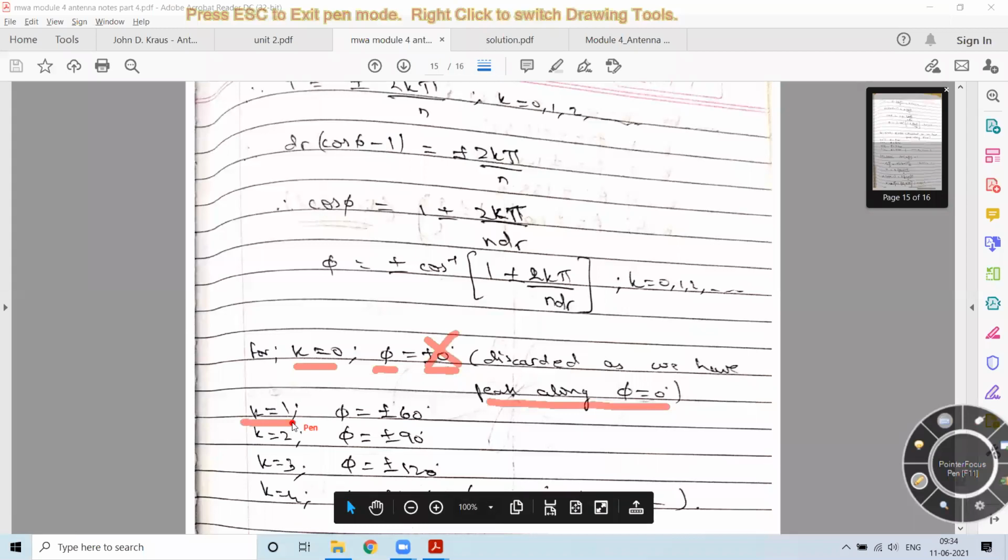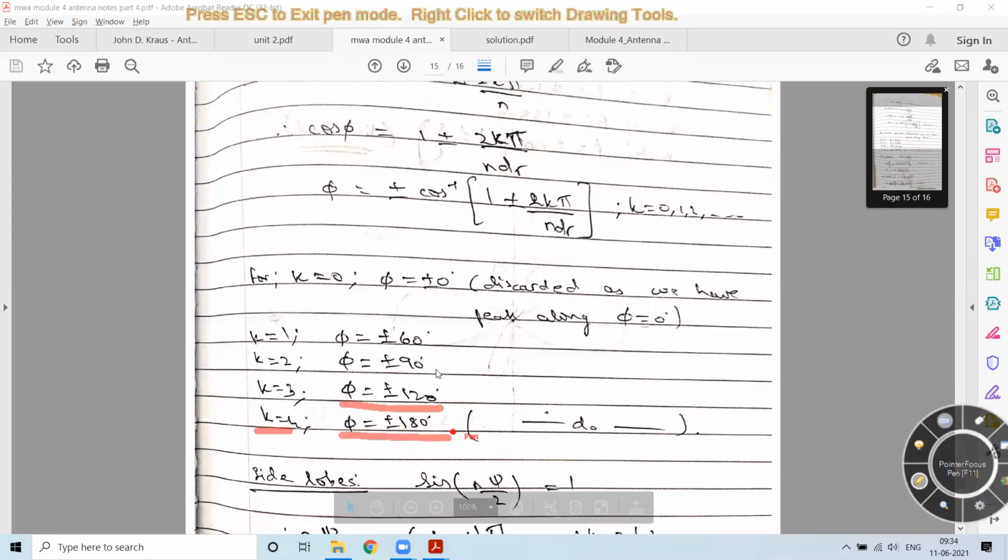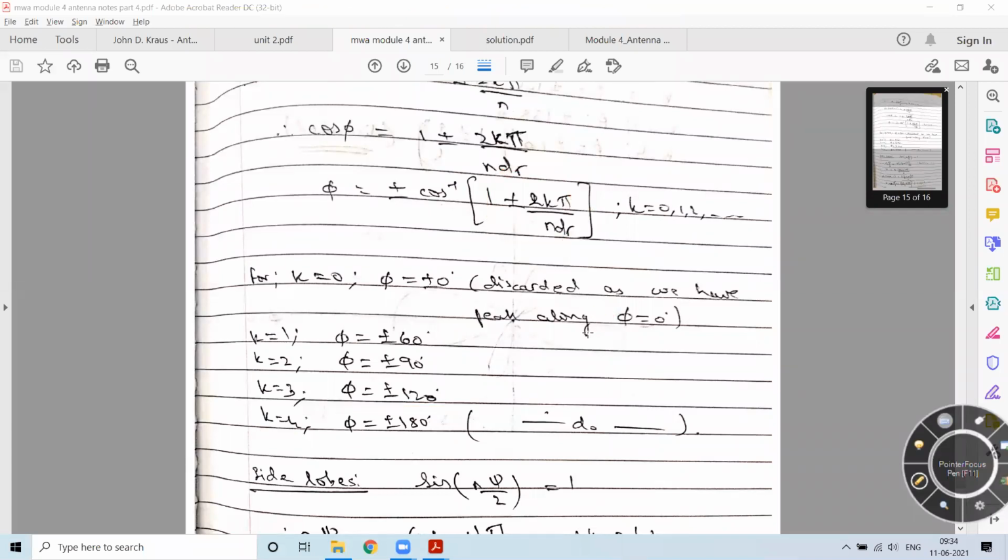Next you substitute k equal to 1, and you get phi equal to plus minus 60 degrees. When k is equal to 2, phi is plus minus 90 degrees. When k is equal to 3, phi is plus minus 120 degrees. When k is equal to 4, it is plus minus 180 degrees. When you continue, these values keep on repeating, and at some point the value will be greater than 1 or less than minus 1, and for those cases you have to neglect it.